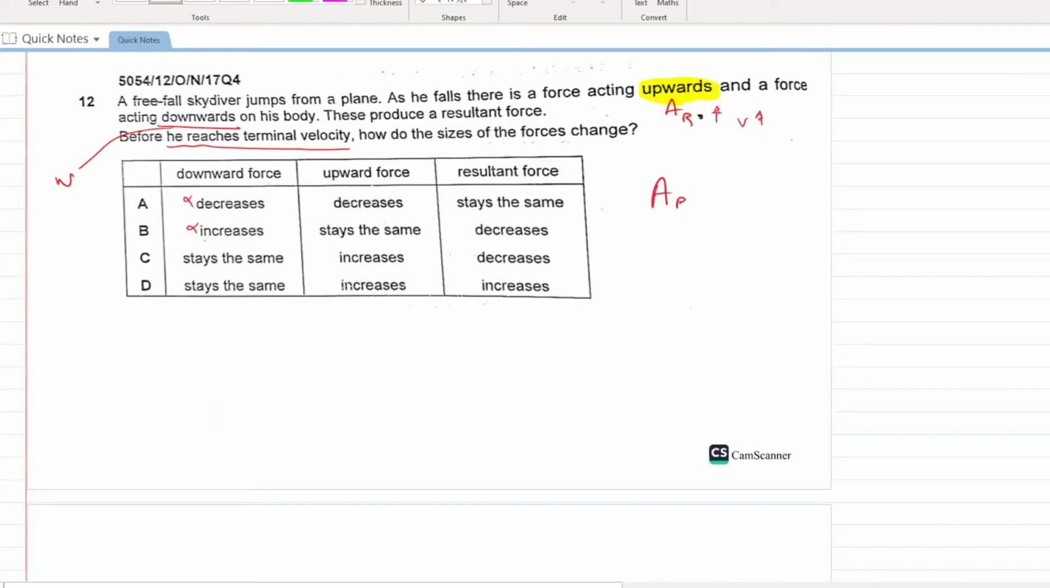And as air resistance increases, what will happen to the resultant force? It will decrease. C is your answer.